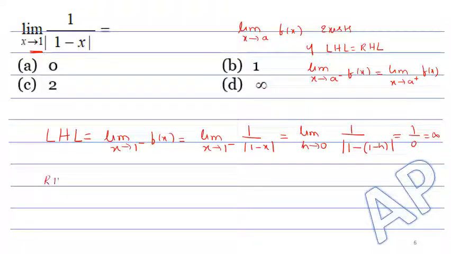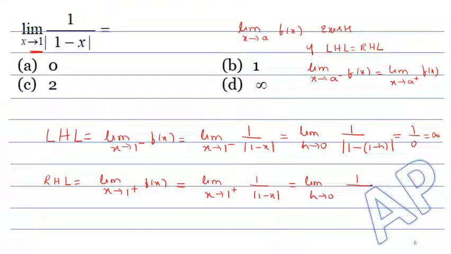And let us see what is the right hand limit. That is limit as x tends to 1 plus of f of x is equal to limit as x tends to 1 plus of 1 by modulus of 1 minus x, which is nothing but limit as h tends to 0 of 1 by modulus of 1 minus of 1 plus h. When you put h equals 0, that is when you apply the limit, we get 1 by 0 again, which is infinity. So in both the cases, the limit is approaching infinity, so option D is the correct choice.